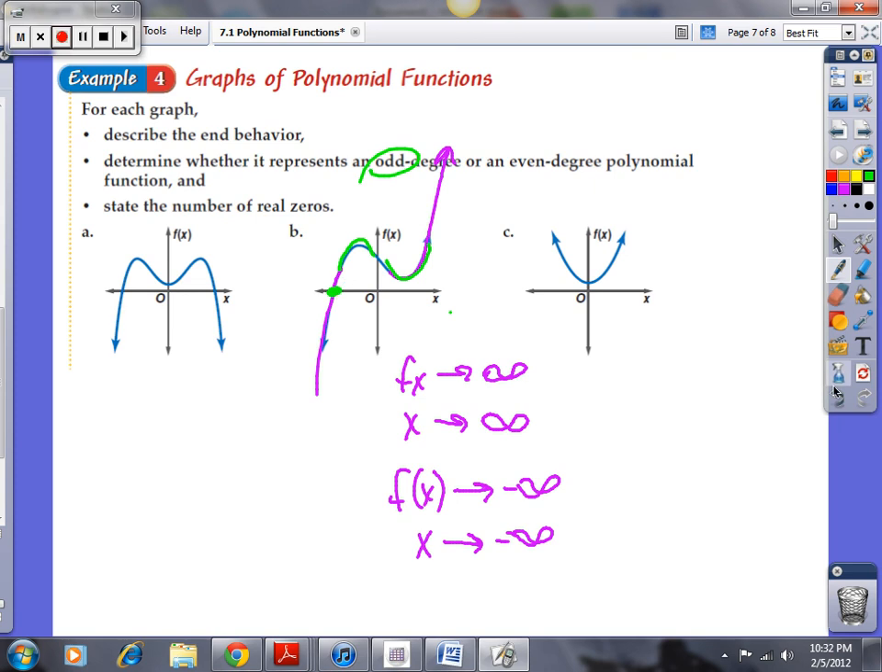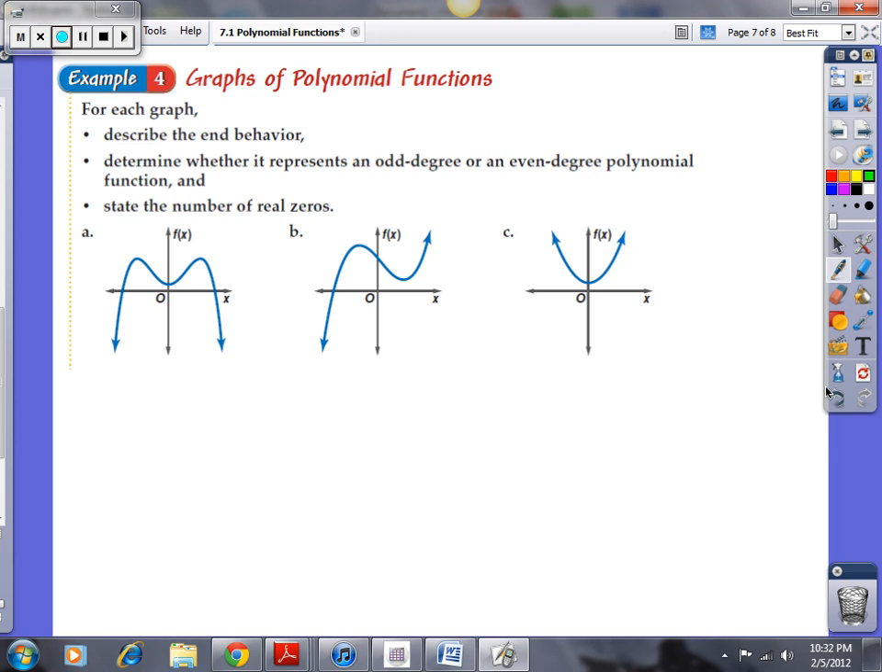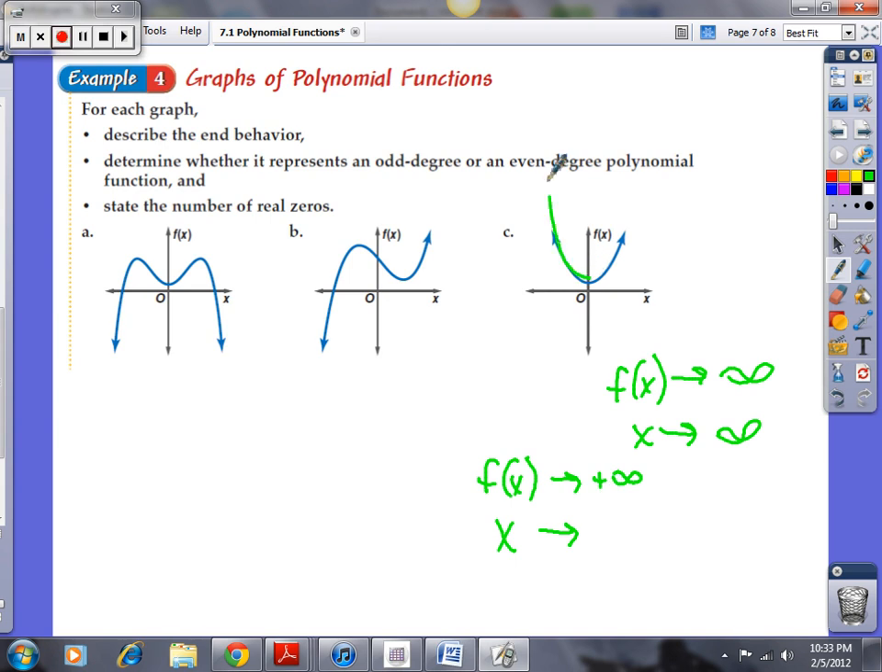Okay, quickly on C. The end behavior, f of x approaches infinity as x approaches infinity, and f of x approaches a positive infinity. The left side, I'm looking at the left. The further you go left on the x-axis, the further this goes up. So f of x approaches infinity as x approaches negative infinity. This is a quadratic, so it is an even. The real zeros, there are none. It doesn't go through the x-axis at all. Alright, that's it. Let's do your worksheet.